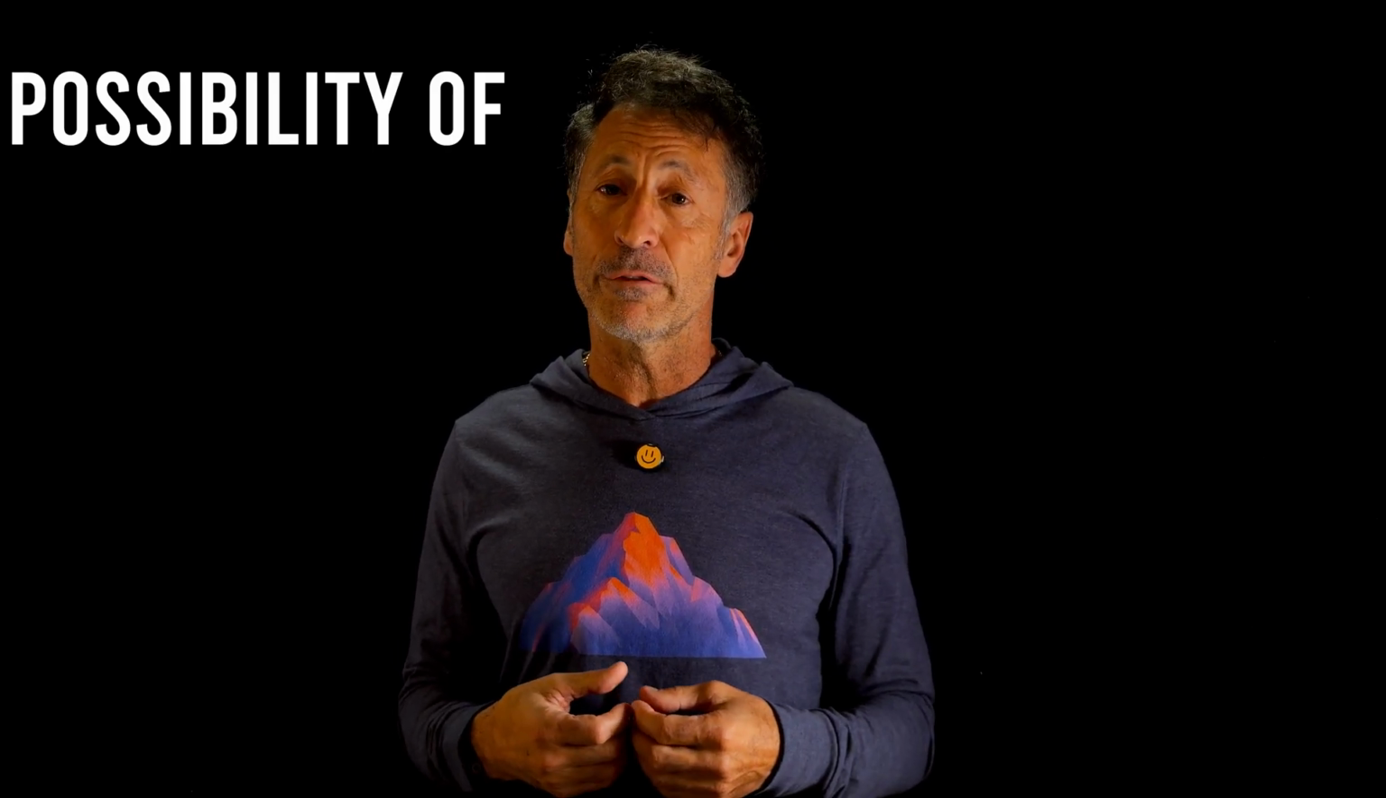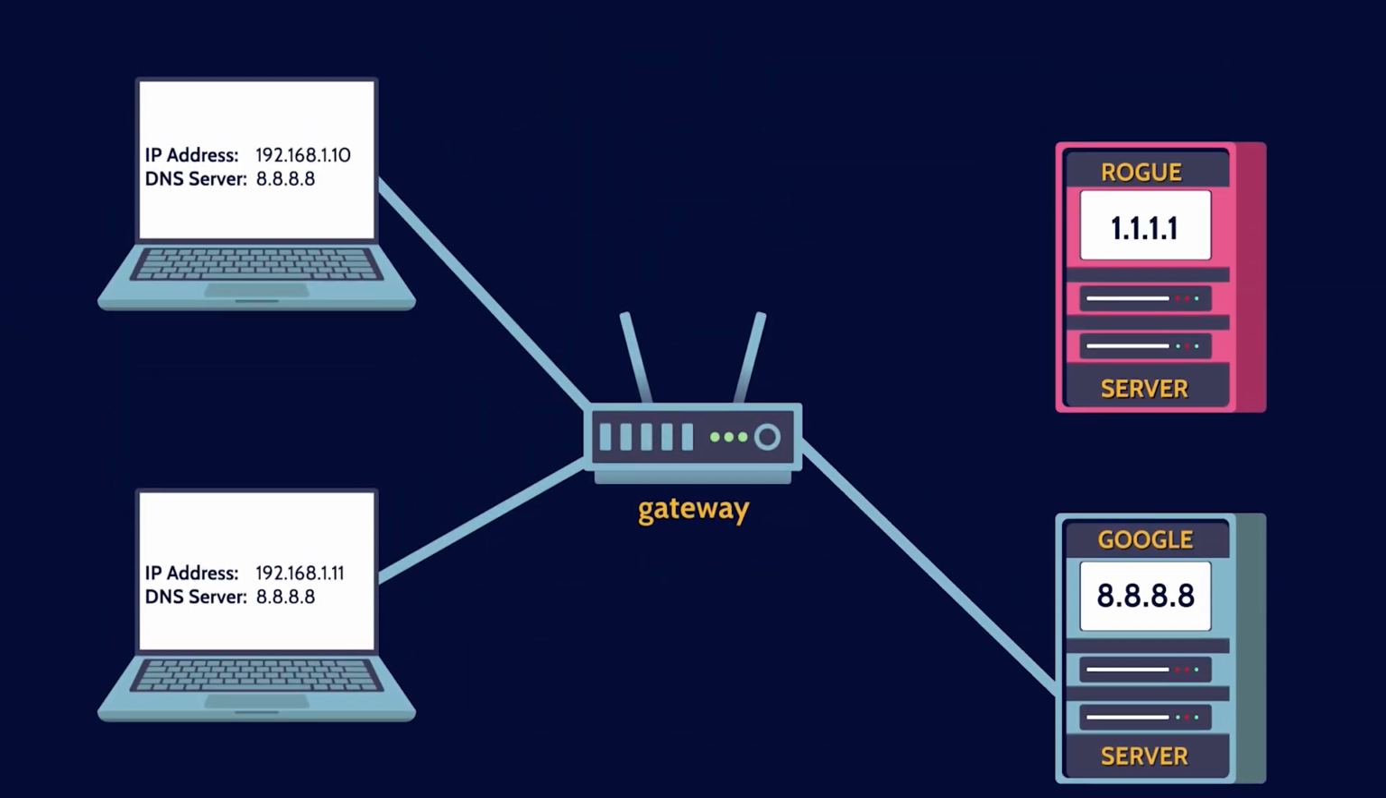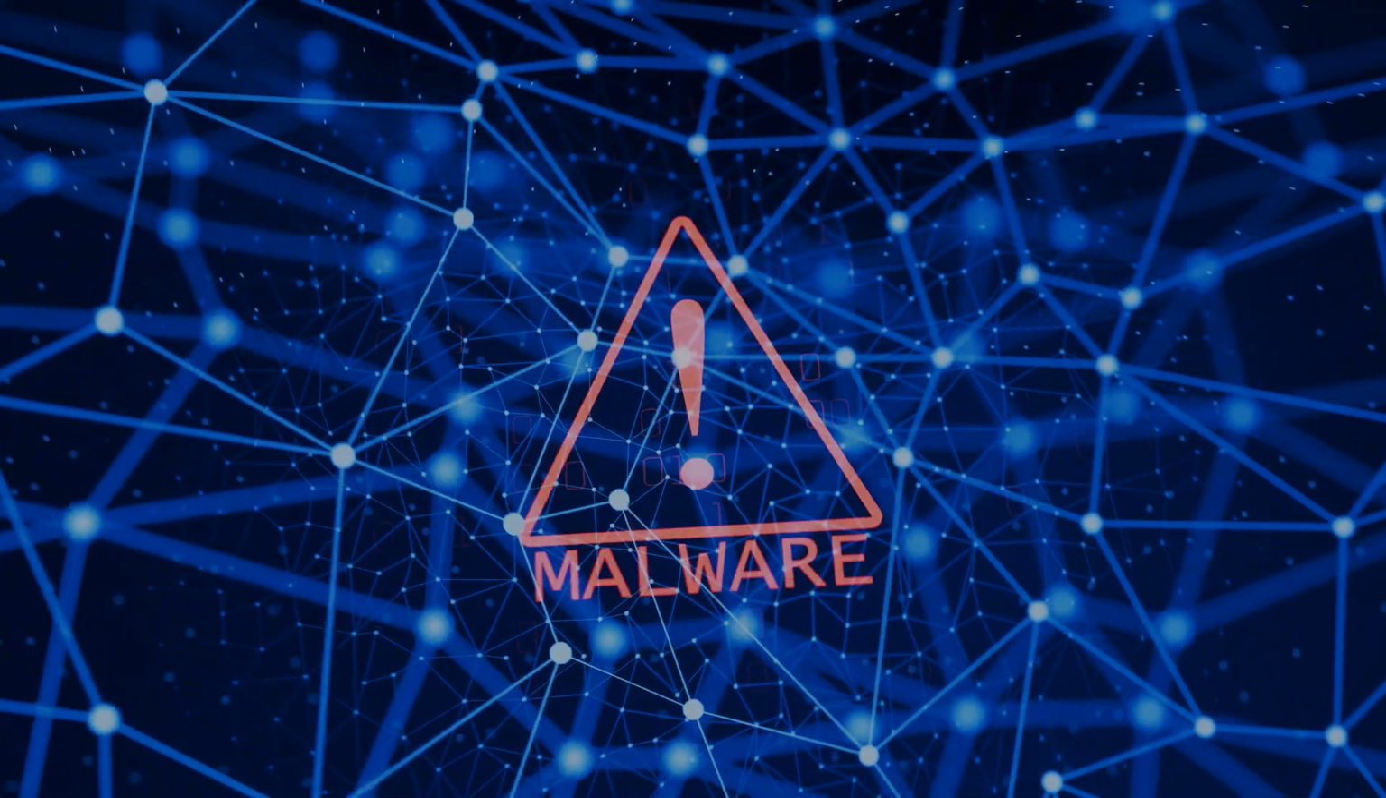Now, all great power comes with responsibility, and DHCP is no exception. While DHCP makes network management easier, it also introduces some security risks. One significant risk is the possibility of a rogue DHCP server. Rogue is never a good word in networks. An attacker could set up a rogue DHCP server on the network, which would send out false DHCP responses to devices, tricking them into connecting to a malicious network.